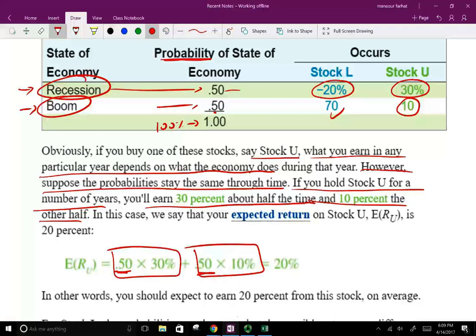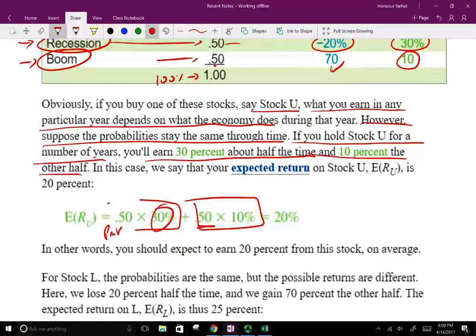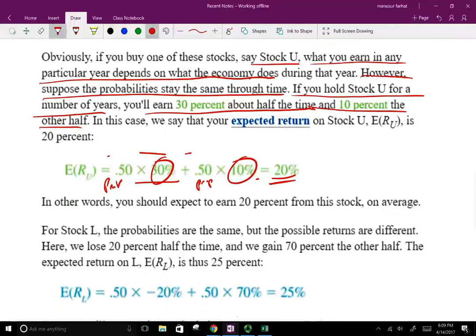So how do you compute the expected return? You take the probability times the percentage in that state, and you could have more than two states, we're just keeping it simple here. This is the probability times the percentage. So if you do this, you would calculate the expected return of 20%. So in other words, you would expect to earn 20% from this stock on average.